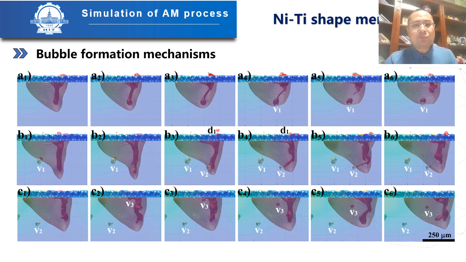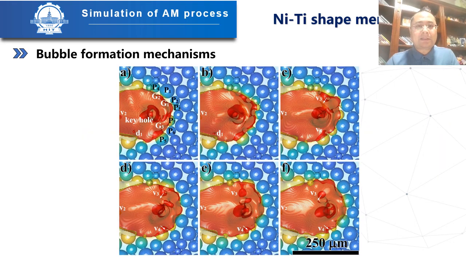Now, in addition to V1 and V2, which have a direct link to the keyhole, we've stumbled upon another type of bubble, V3. Take a look at the last row. This bubble emerged right at the top of the melt pool, like you see in Figures C1 and C2, and it starts moving downwards alongside the convection motion of the melt pool, as you can see from Figure C3 to C6. To really get a grasp of how V3 comes into play, let's look deeper into its formation mechanism.